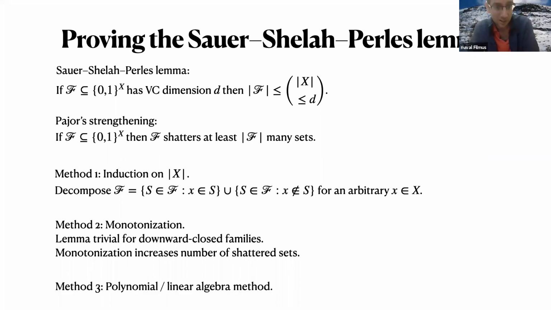But there is a method which works, and this is the so-called polynomial method, or linear algebra method. And this is a very weird method. That's what I'm going to explain next.